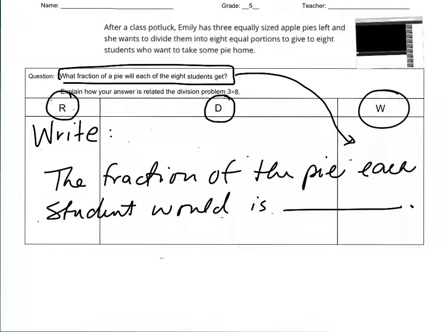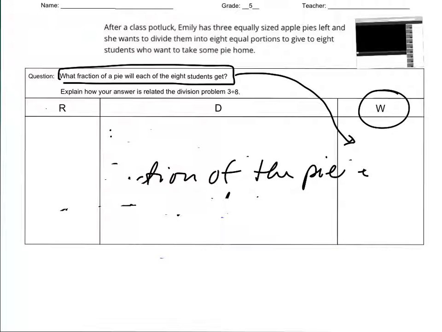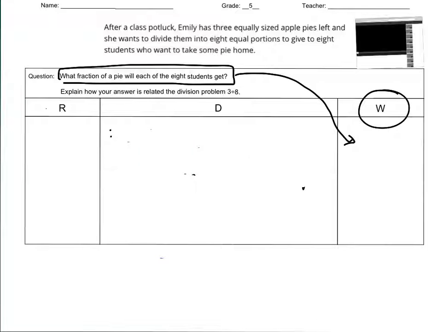The next part, because it's a two-part question, remember we stated that from the last time, is explain how your answer is related to division problem 3 divided by 8. Now that's going to be a little difficult. You're going to have to take some time to think about it. But how you can begin your sentence? Use all your math models. Use all your information that you use to get to your final conclusion.